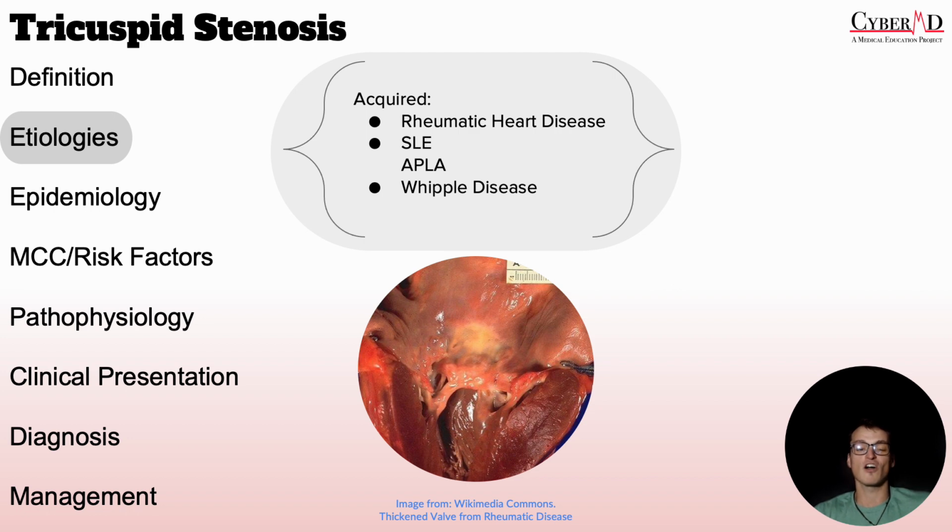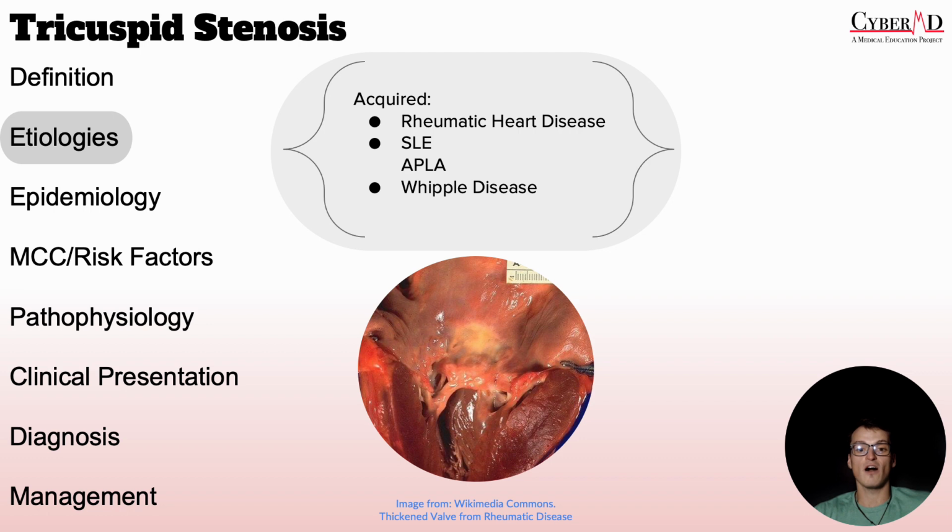Rheumatic heart disease is a consequence of acute rheumatic fever, which results in antibodies that damage the heart. This will be discussed in detail in a different lecture, but for the purpose of this lecture, tricuspid stenosis due to rheumatic fever is characterized by a fibrous thickening of the tricuspid valve leaflets and the fusion of the commissures of the valve itself.